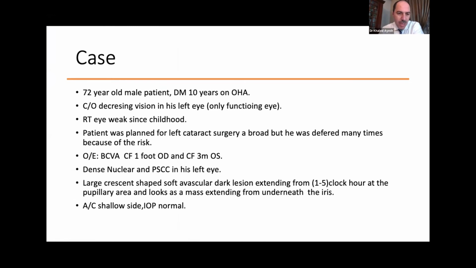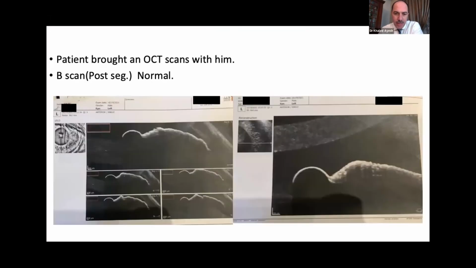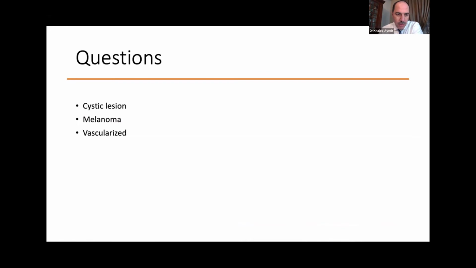He presented with a vision of 3 meters in his left eye with a dense nuclear and posterior subcapsular cataract. And he has a large crescent-shaped avascular, heavily pigmented lesion extending from 1 to 5 o'clock, and looks like a mass that is coming from underneath the iris. The patient also brought an anterior segment OCT, and we can see that there is a dome-shaped mass in his left eye. But we are not sure about the origin or what lesion we are dealing with.